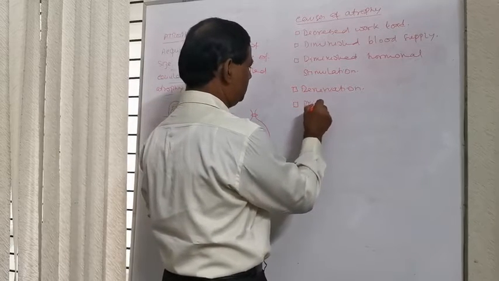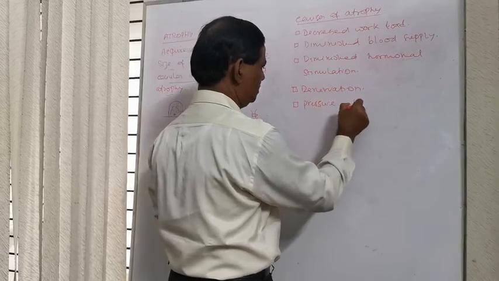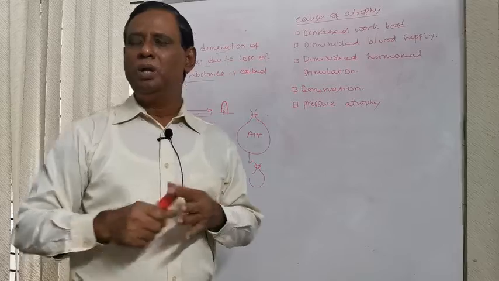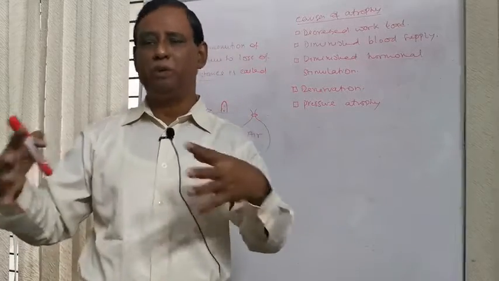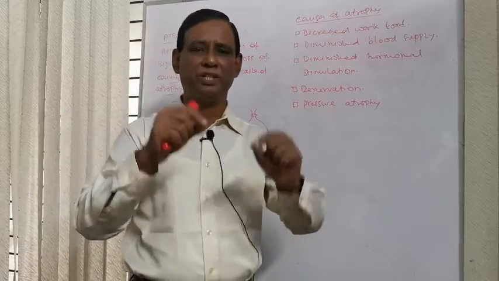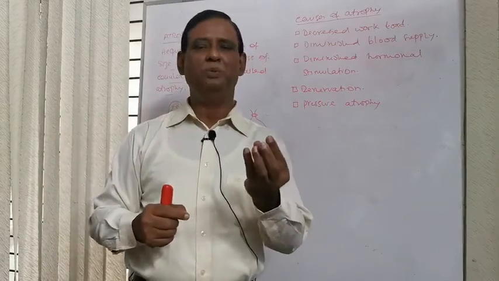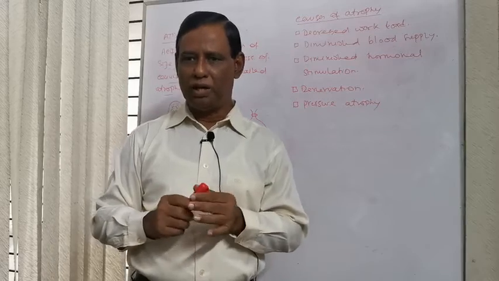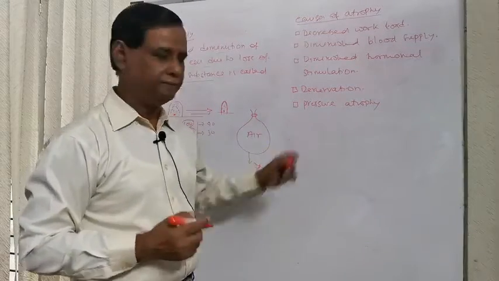Pressure atrophy. You know, if anybody suffers from a huge hydrocele, the hydrocele fluid will exert pressure on the testes and there will be reduction of size of the testes. This is atrophy of the testes due to huge hydrocele. It is due to pressure.